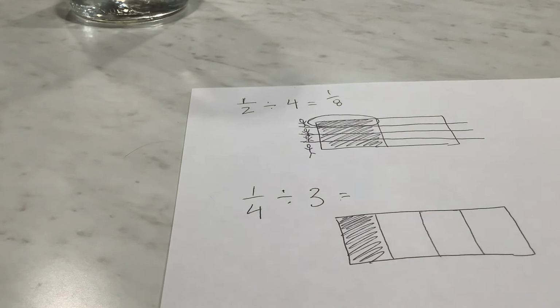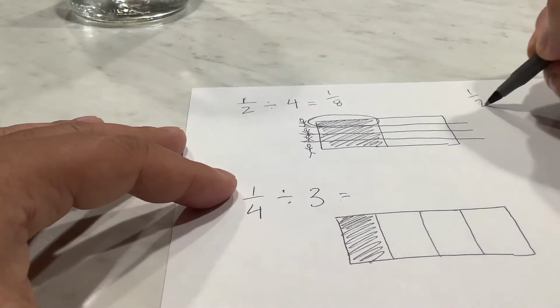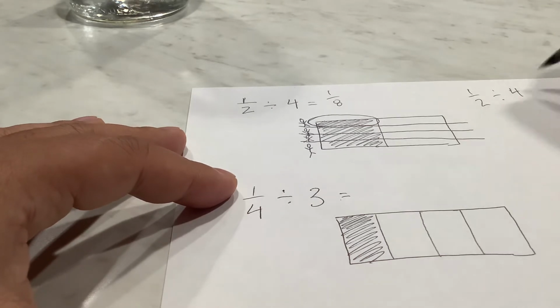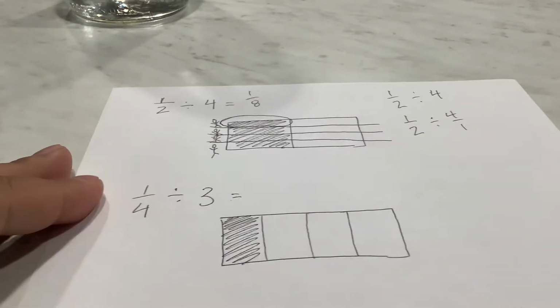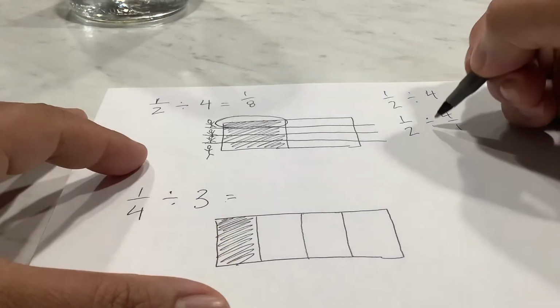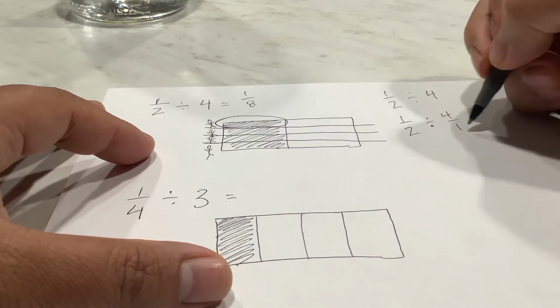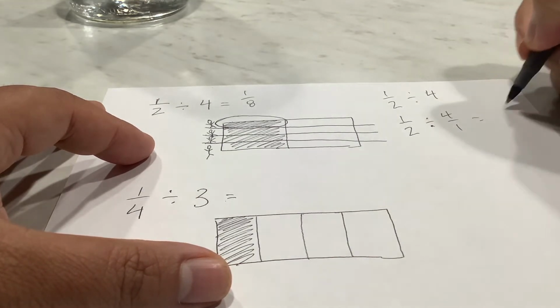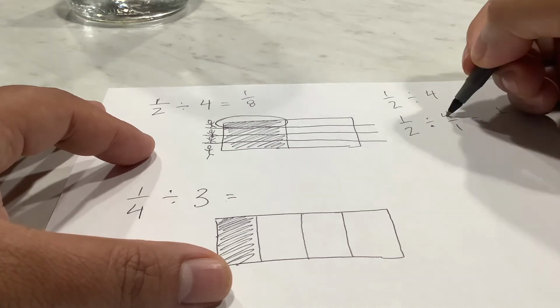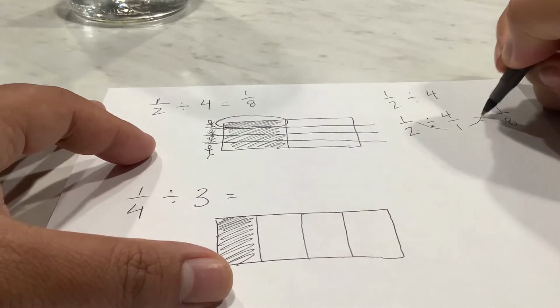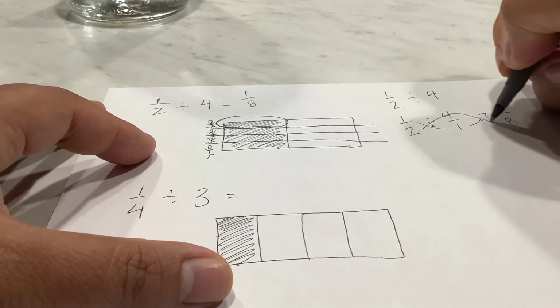So basically it's 1/8. Then if you want to talk about algorithm, 1/4 divided by 4 can be rewritten as 1/4 divided by 4 over 1. So 4 over 1 is the same as 4 wholes. And then Serena talked about cross multiplying. 1 times 1 is 1 up here. 2 times 4 is 8. So that's cross multiplication.